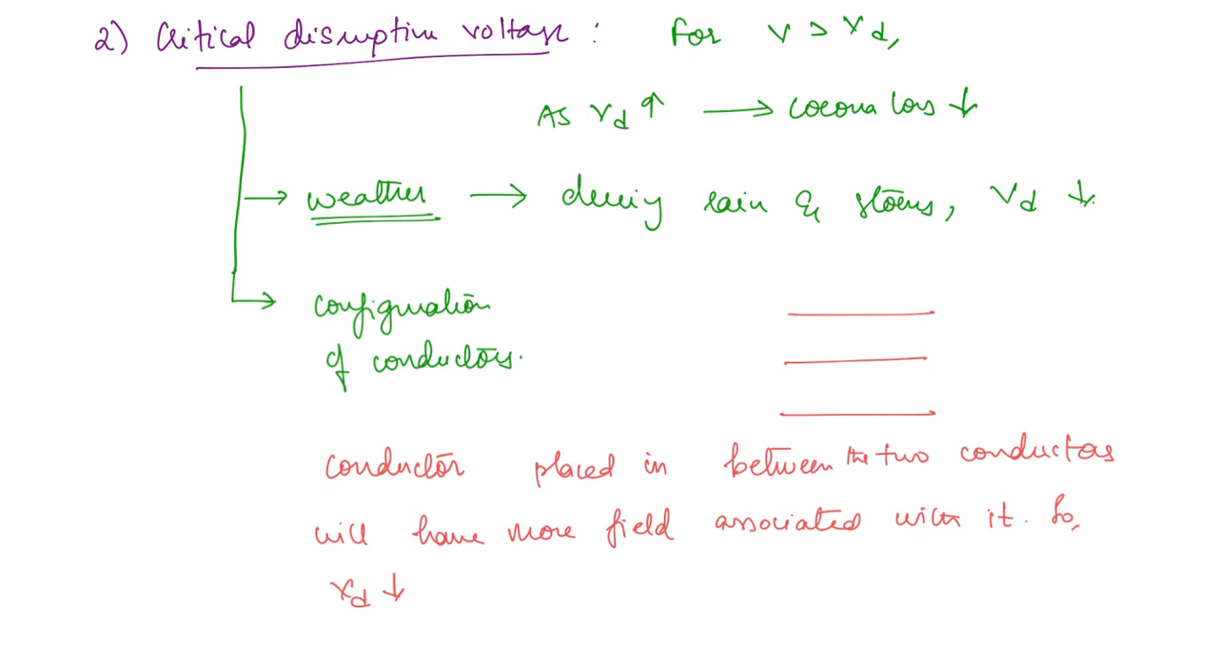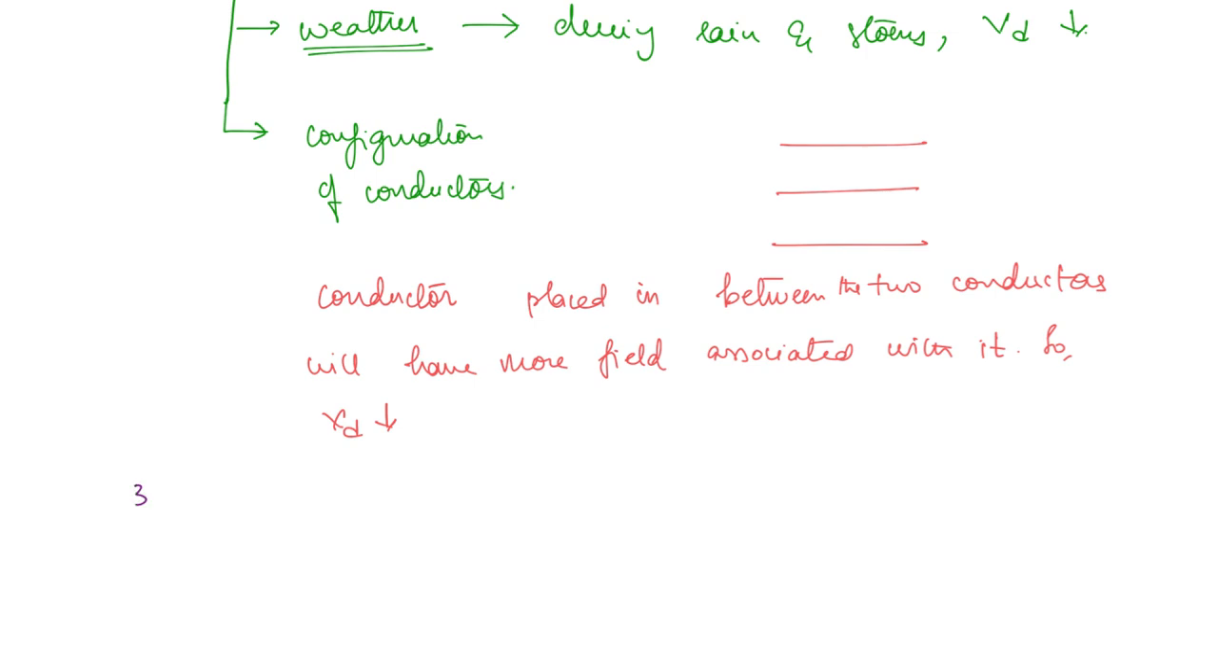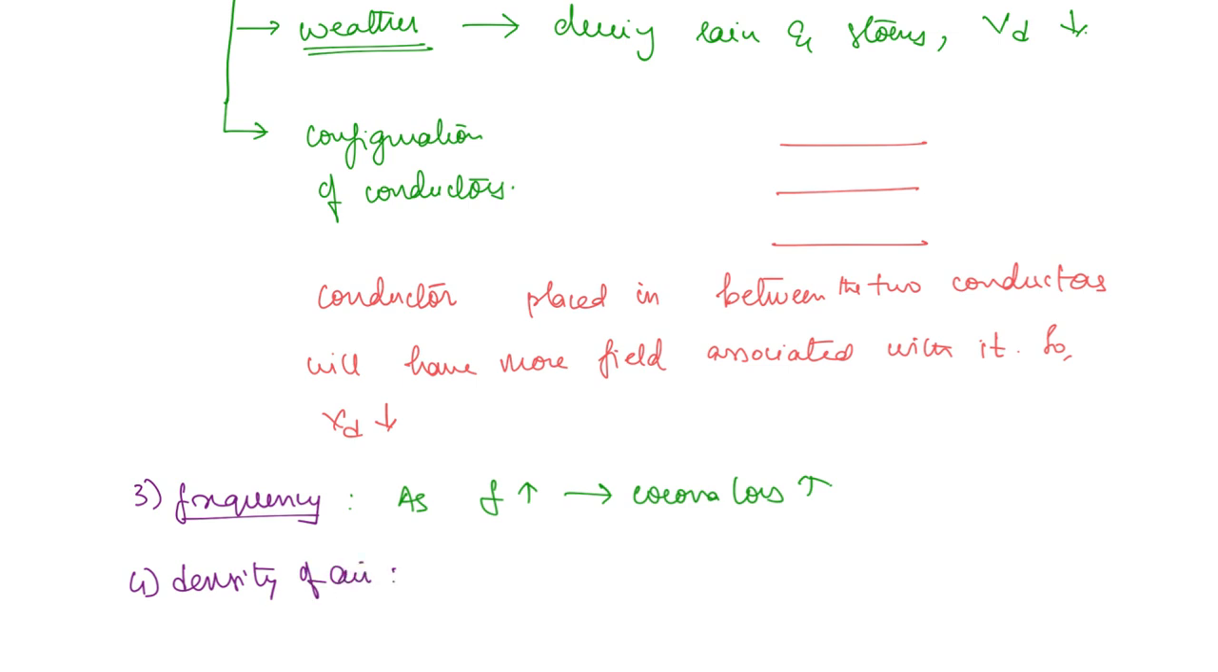Now the next point, this was about critical disruptive voltage. The next point is the frequency. As frequency increases, the corona loss is also going to increase. And the fourth factor is the air density. That means this is also more or less the atmospheric conditions. The air density is related to delta, right? So as delta increases, the corona loss is going to reduce.